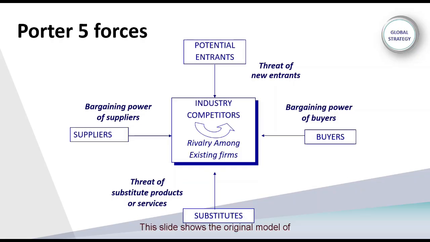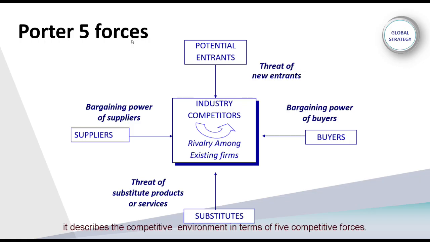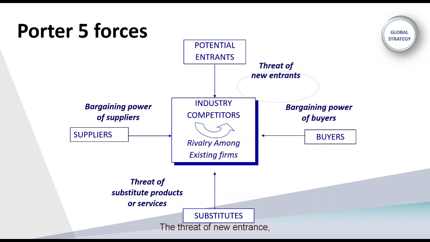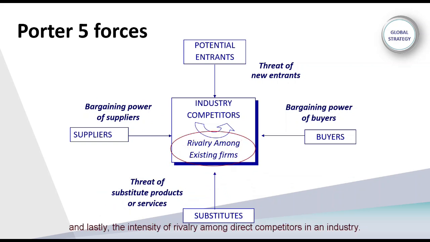So this slide shows the original model of the Porter 5 forces. According to the model, it describes the competitive environment in terms of 5 competitive forces. First, the threat of new entrants. Then, the bargaining power of buyers. The bargaining power of suppliers. The threat of substitute products or services. And lastly, the intensity of rivalry among direct competitors in an industry.